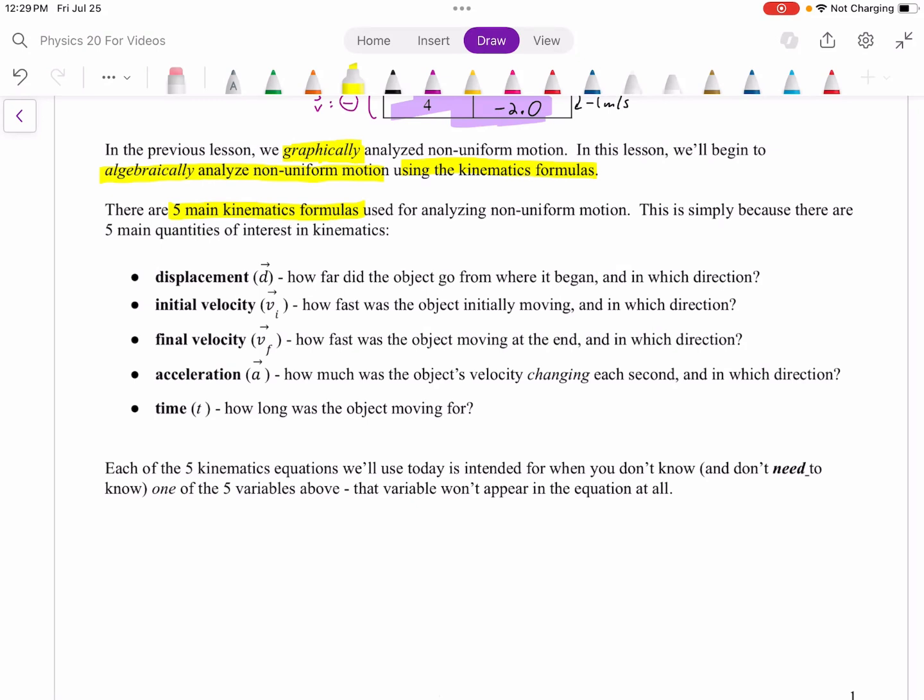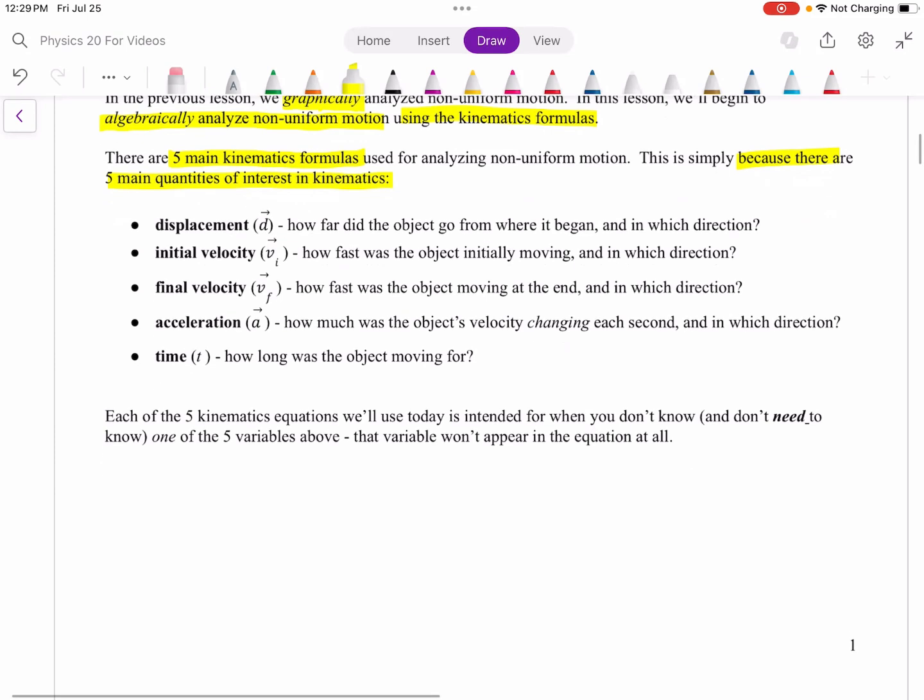I know 5 new formulas sounds kind of scary, but it's actually just because there are 5 main quantities we might be interested in when doing kinematics, the study of objects moving. Those 5, you've seen them before, are displacement, initial velocity, final velocity, acceleration, and time. So how far did the object go from where it started and in which direction? How fast was the object moving at the beginning and in which direction? How fast was the object moving at the end and in which direction? How much was the object's velocity changing by each second and which direction was it changing? And finally, time. How long was the object actually moving?